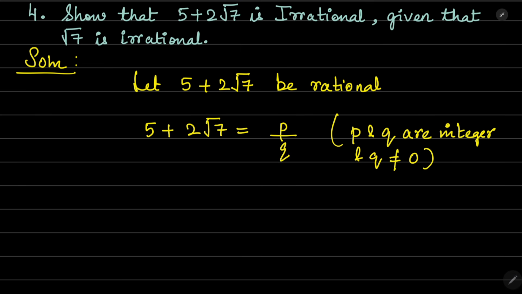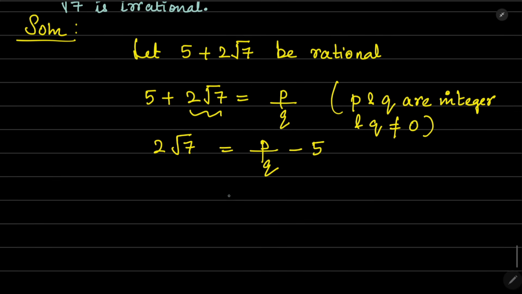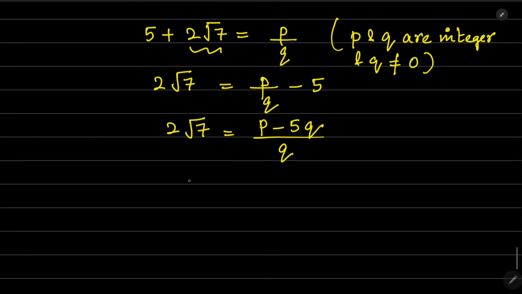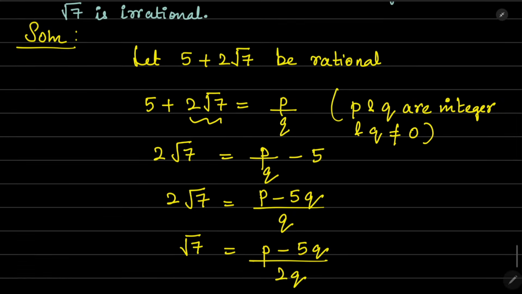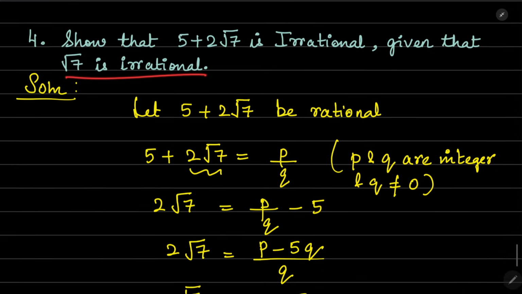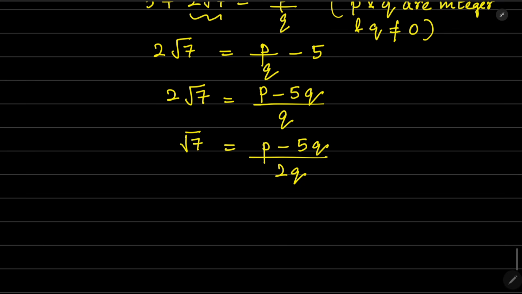Let us isolate the term that contains the irrational part. So, the next step, 2 root 7 equal to P over Q minus 5. So, take the LCM Q, numerator becomes P minus 5Q. So, here you have 2 root 7. So, root 7 equal to, take 2 to the denominator in the RHS part. So, you will have P minus 5Q divided by 2Q. Okay, so root 7 is isolated because root 7 is already mentioned. You are given that root 7 is irrational. So, you are isolating the irrational part.